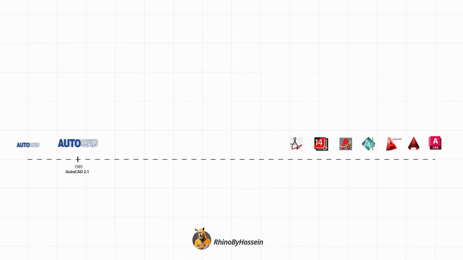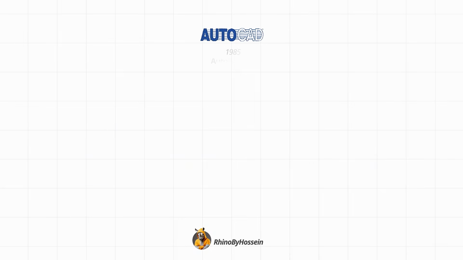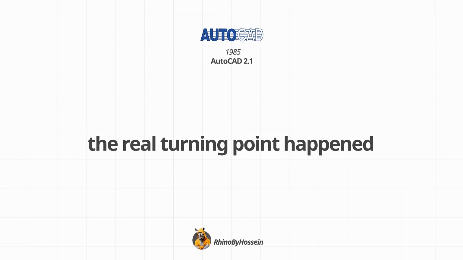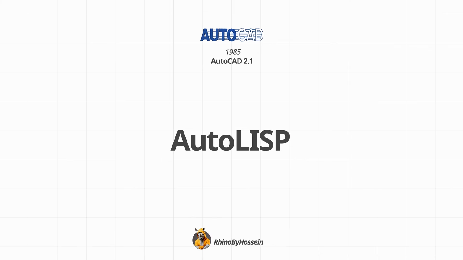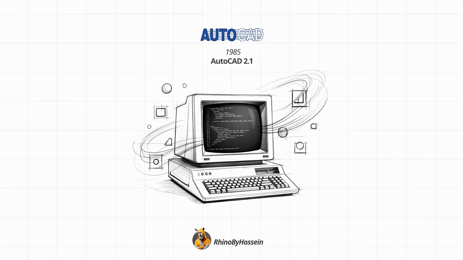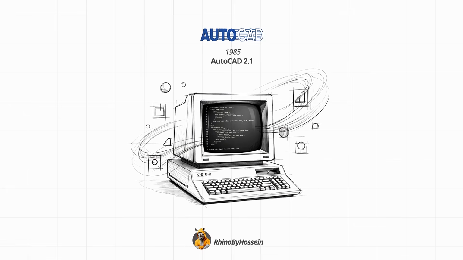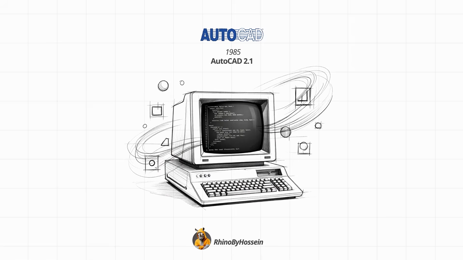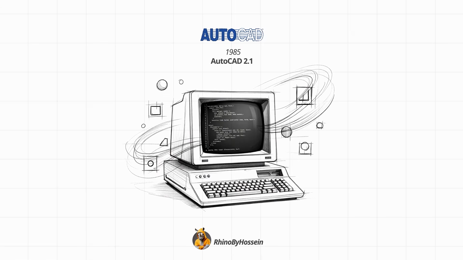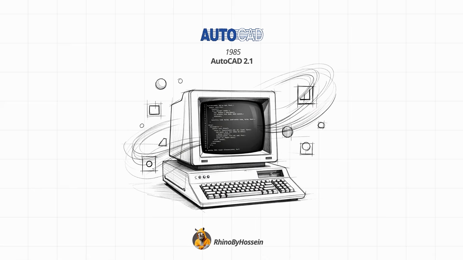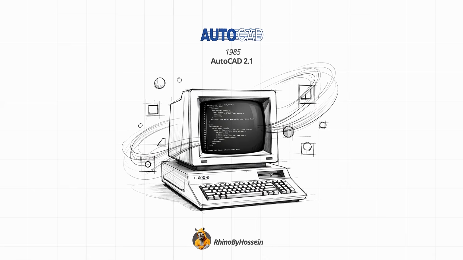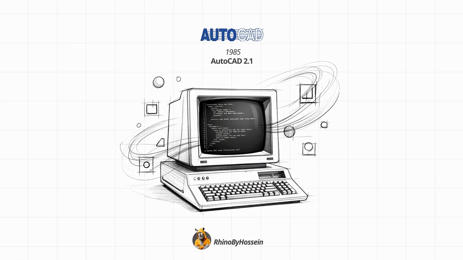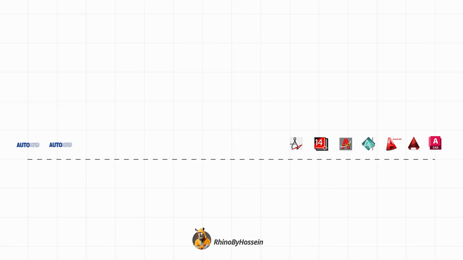Programming revolution, AutoCAD 2.1. Here, the real turning point happened. The introduction of something that would forever change AutoCAD's destiny. AutoLisp, an internal programming language. Suddenly, users were no longer just consumers. They could write commands, create macros, automate repetitive processes, and shape AutoCAD to fit their own minds. AutoCAD evolved from a software tool into a fully extensible platform. And this decision ensured the loyalty of millions of users for decades.